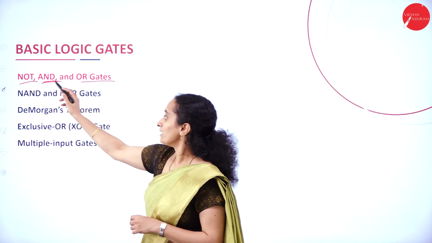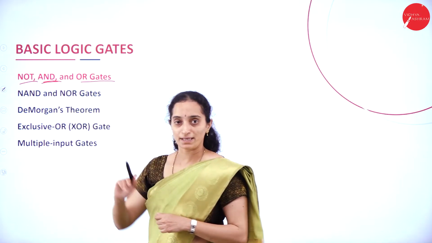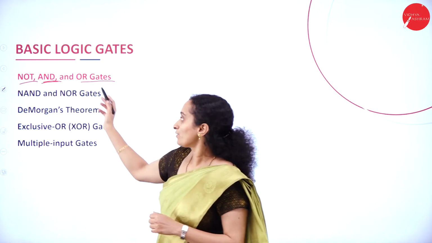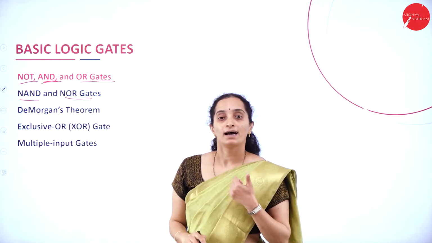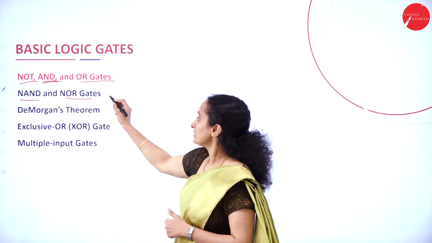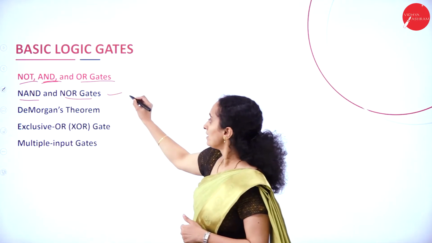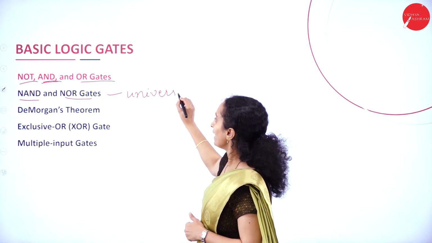In this, we have three gates, which are the basic gates. By a combination of these gates, we get some more gates, that is the NAND gate and NOR gate. These NAND and NOR gates are usually called the universal gates.